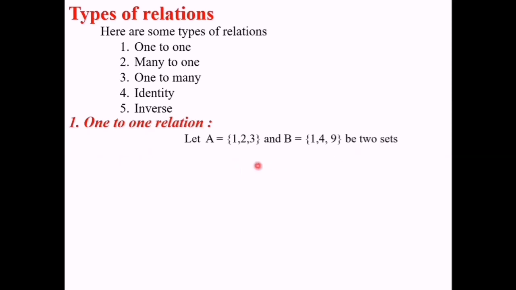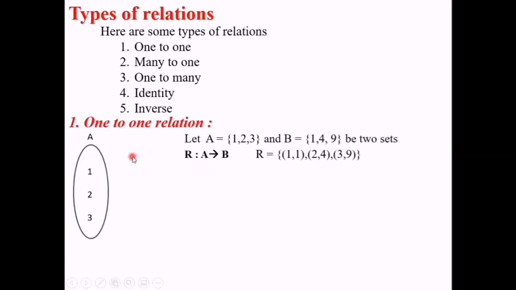Here, A and B are two sets. A has its elements 1, 2, 3 and B has its elements 1, 4, 9. R is a relation from set A to set B and its ordered pairs, its elements, are (1, 1), (2, 4), (3, 9). Representing it in an arrow diagram, here set A, its elements 1, 2, 3 and set B, elements 1, 4, 9. Now the relation is from set A to set B.